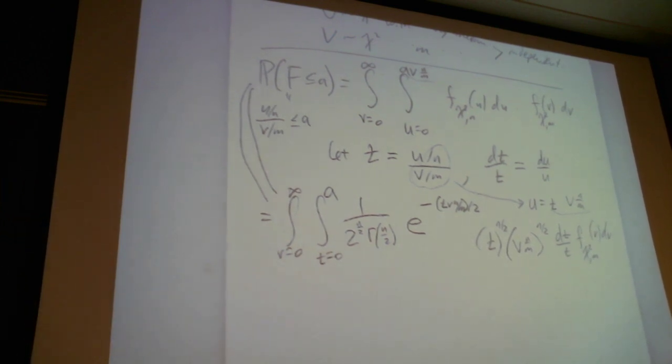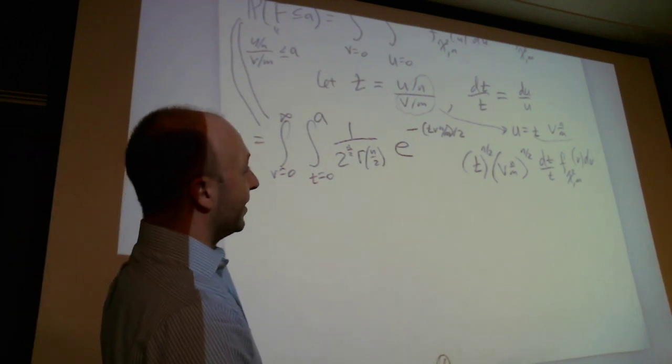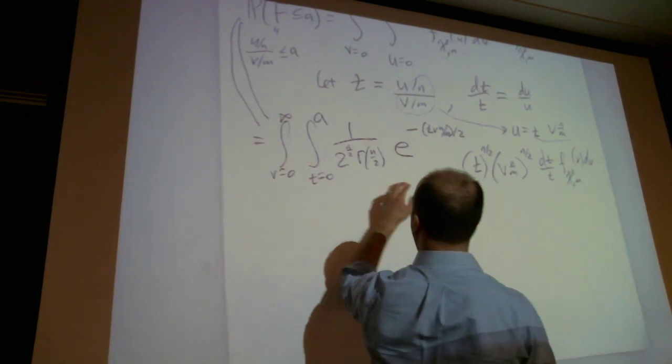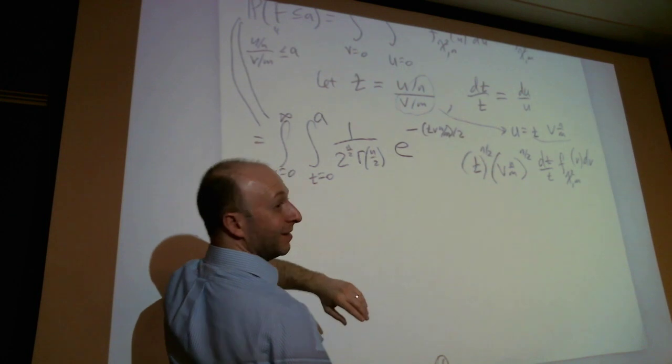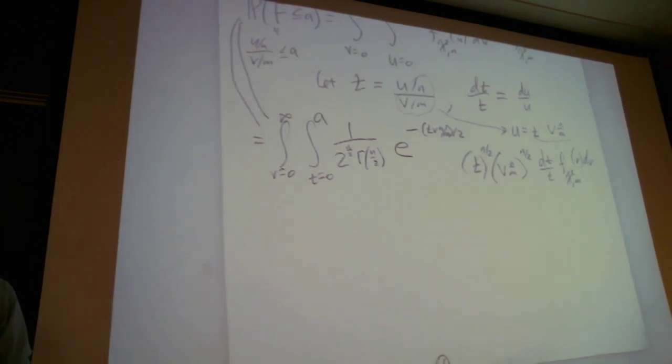Okay? Now, who knows what you're going to do next? Can I see a show of hands? Handful of people. So let me give you a minute to think about what you would do next, if you don't already know. How do you simplify this? Well, one thing we have to do is put in what this is, right? We want to just get an integral from 0 to a of something, and that something will be the PDF of your F distribution. So Taylor, your hand was up.